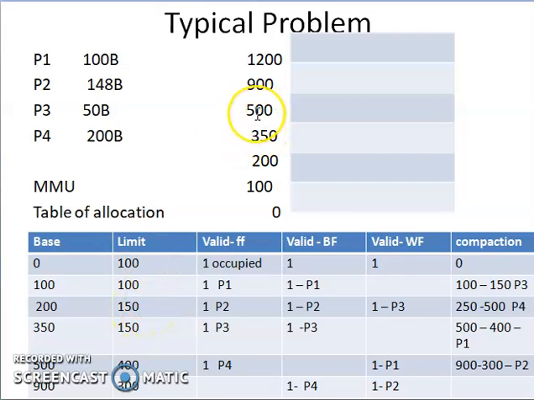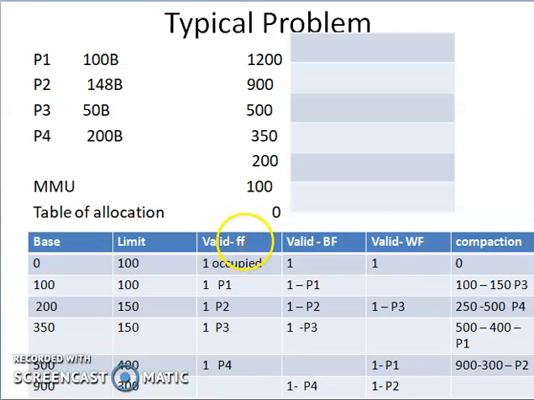Similarly, 350 minus 500 is 150, then 900 minus 500 is 400, and 1200 minus 900 is 300. And these are the bases where the blocks are beginning, and these are the limits of these blocks. Now we have to allocate the memory to each of the processes using all the three methods.